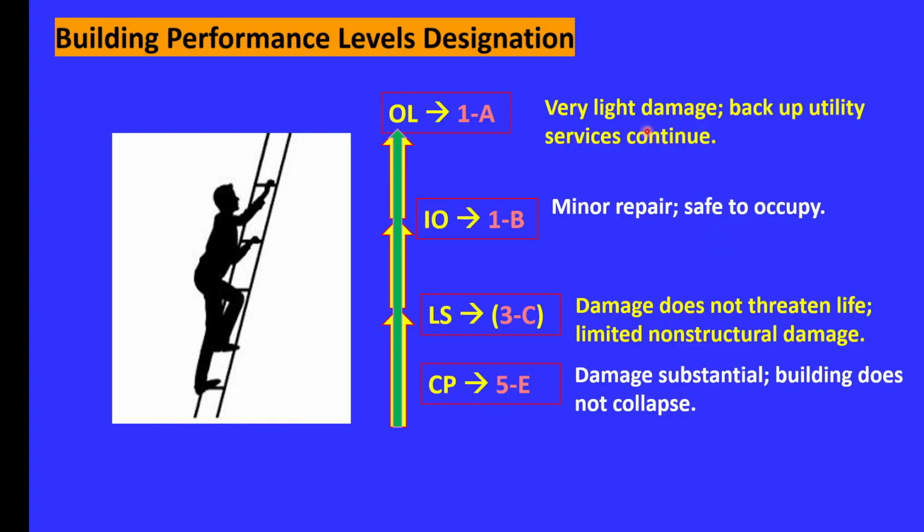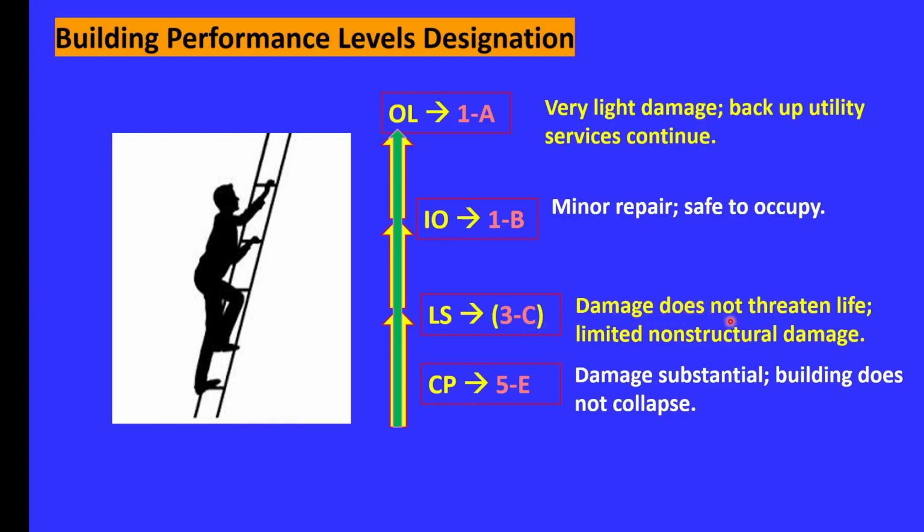So what happens to the buildings now? The damage is very light in the OL building. Backup utility services continue. That is why it is operational. In 1B, minor repair may be required. Safe to occupy. You can occupy and then make the repair. So that's why it is called immediate occupancy. Immediately you can occupy the building.